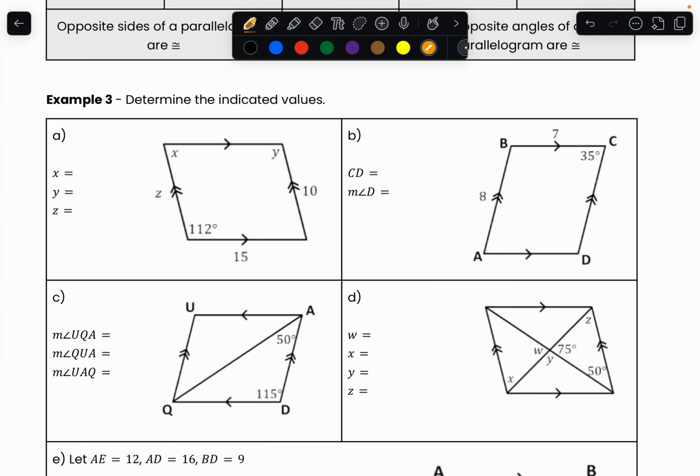Okay, guys, let's look at this question right here. It says determine the indicated values, okay? So first, let's find the value of x right here.